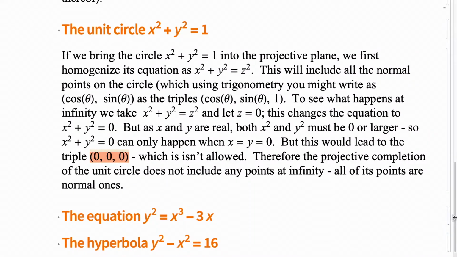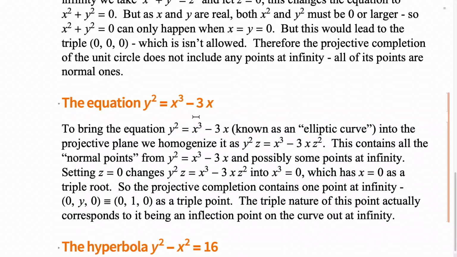Another example, let's take a look at the curve y squared is x cubed minus 3x. This is an example of a type of curve known as an elliptic curve, which has lots of applications. This has total degree 3, so when we bring it into the projective plane and homogenize it, we need to get every term up to degree 3. So the homogenization will be y squared z is x cubed minus 3xz squared. That's going to contain all of the regular points from y squared is x cubed minus 3x, together with maybe some points at infinity. To check for the points at infinity, we set z equals 0.